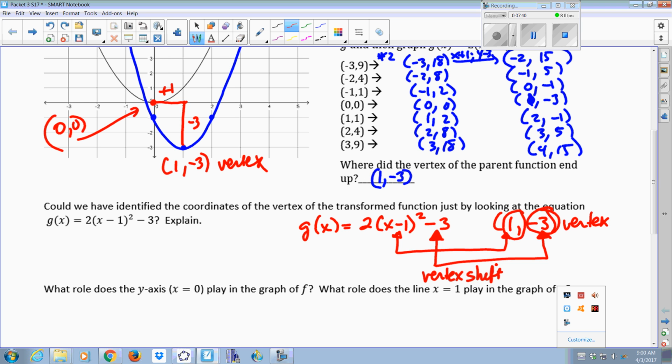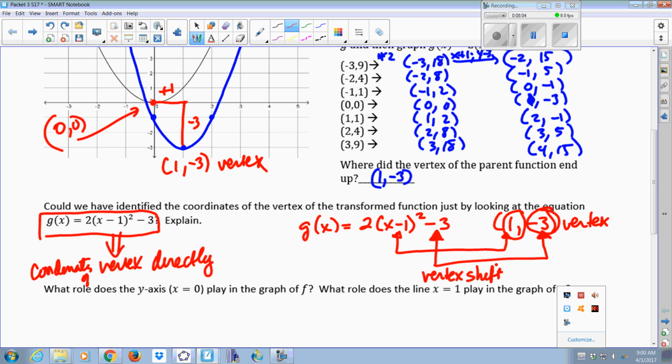If you know where your vertex is, then you have a sense of how to graph it from there. So this form of a parabola is important because we can get the vertex directly from the equation. Okay, we can tell the coordinates of the vertex directly.